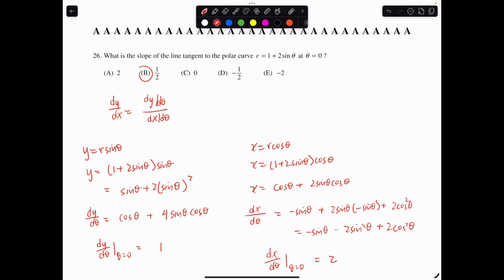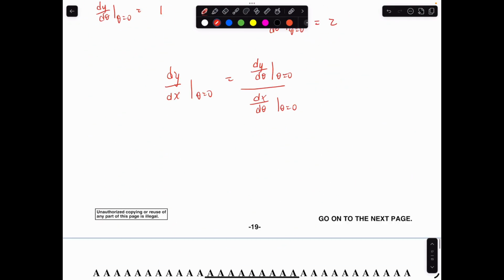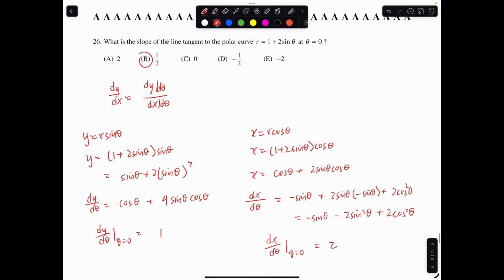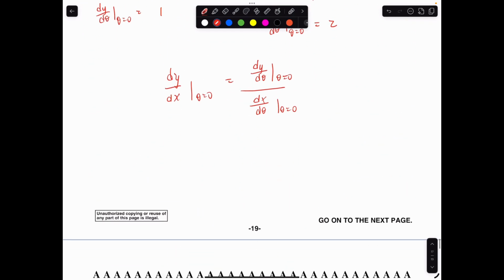26 is B. So let me just write this. dy dx at theta equals 0 is equal to dy d theta evaluated at theta equals 0 over dx d theta evaluated at theta equals 0. All right. As you can see, my handwriting has progressively gotten worse throughout this problem, as if the handwriting was not bad enough.